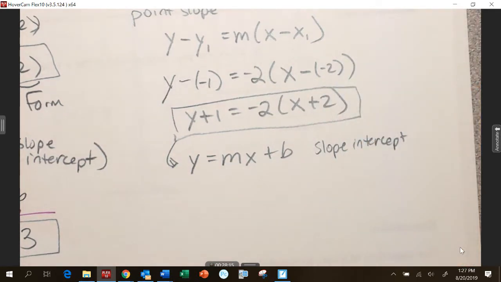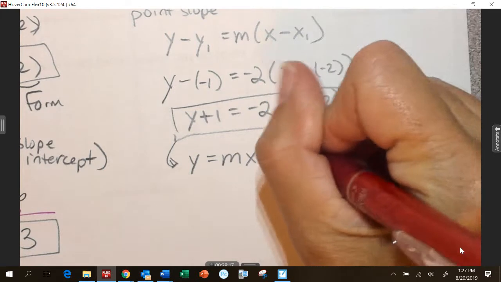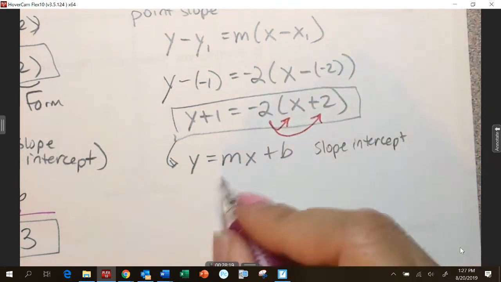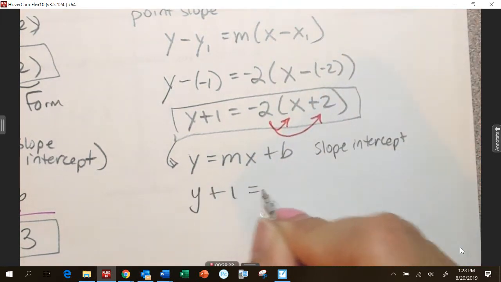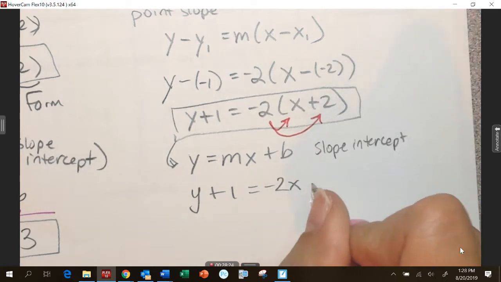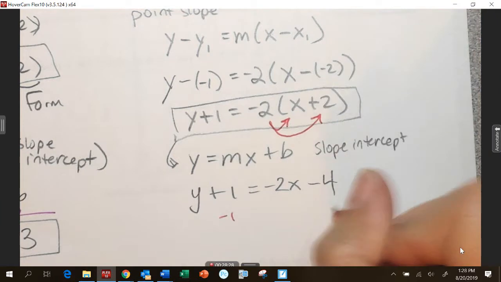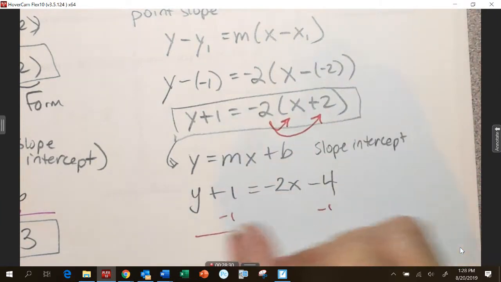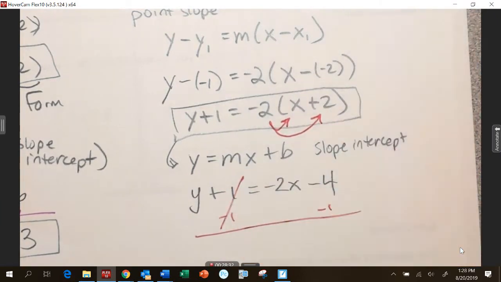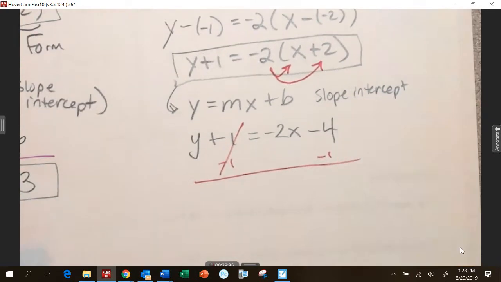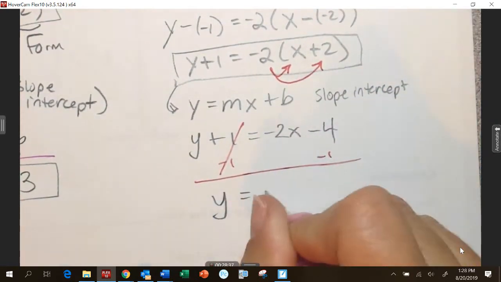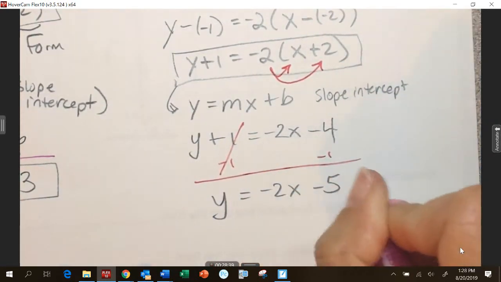So to do that, we're going to distribute that -2. We're going to distribute first. y plus 1 equals -2x minus 4. Subtract 1. It cancels out here. y equals -2x minus 5.